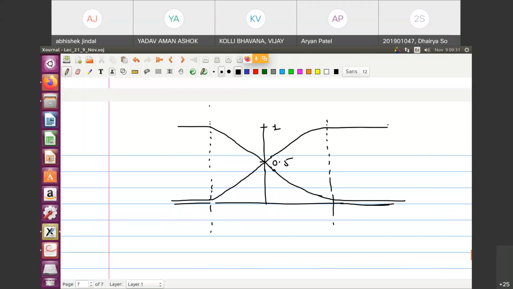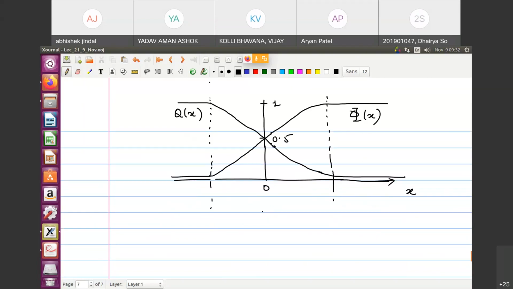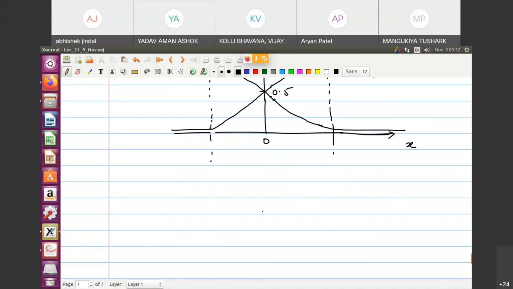Okay, this is what it is. This is Q of x, and this is phi of x. This is x, this is 0. So somewhat you can say they have a symmetric behavior because of the PDF itself being symmetric.